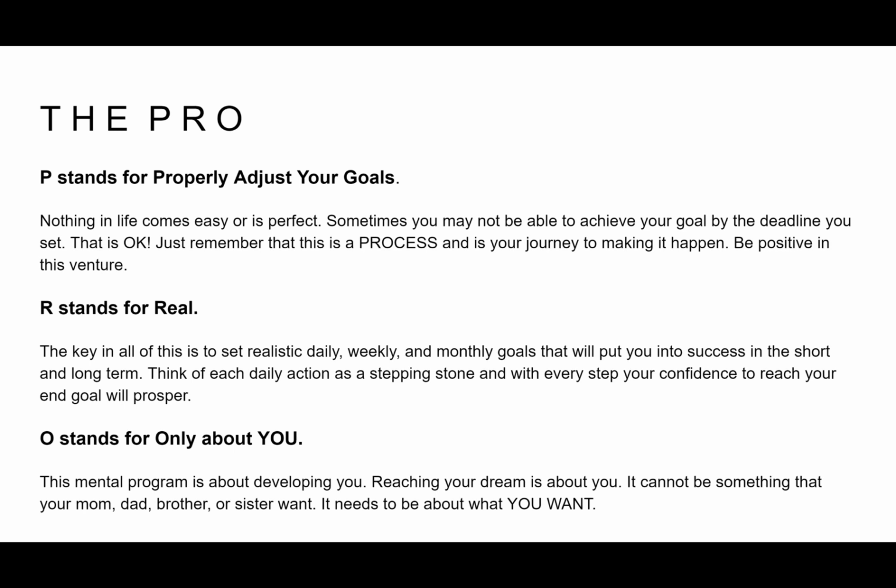Okay. O stands for only about you, right? You don't want to do something for somebody else. This whole thing, this master plan is for you. So make it about you. It's not about anybody else. It doesn't matter about what mom and dad want, or your sister, your brother, your grandma, or your coach. This is about you. Make the decision because this is what you want.